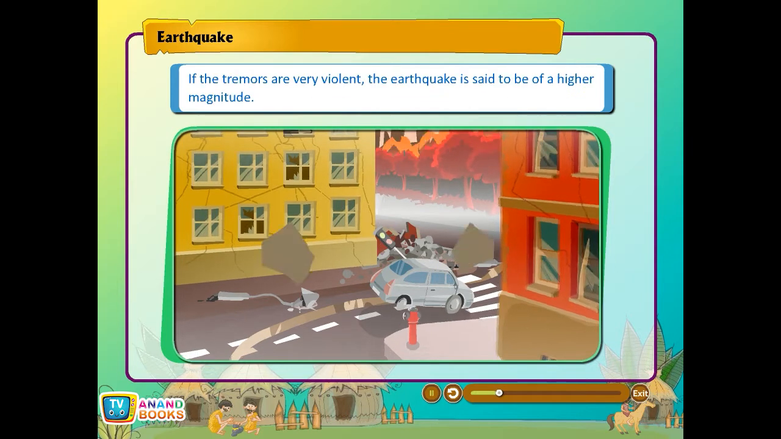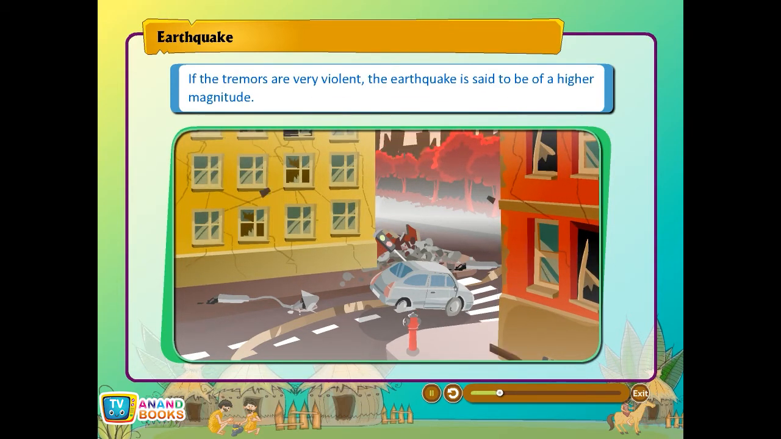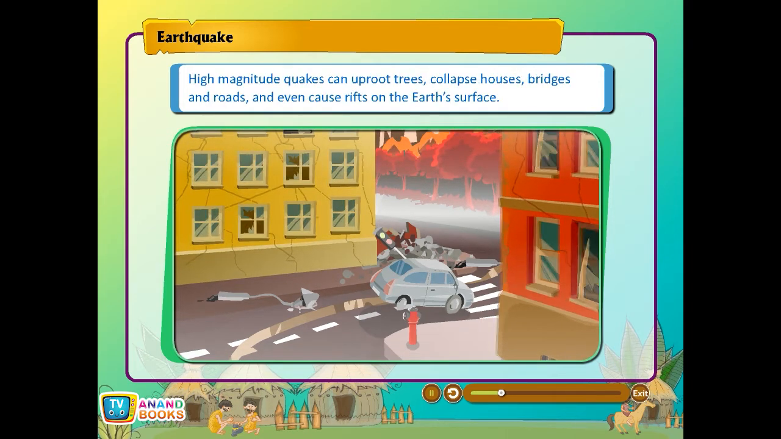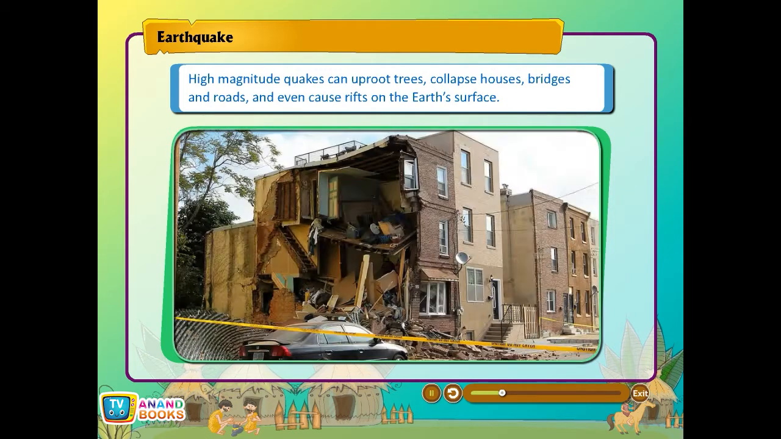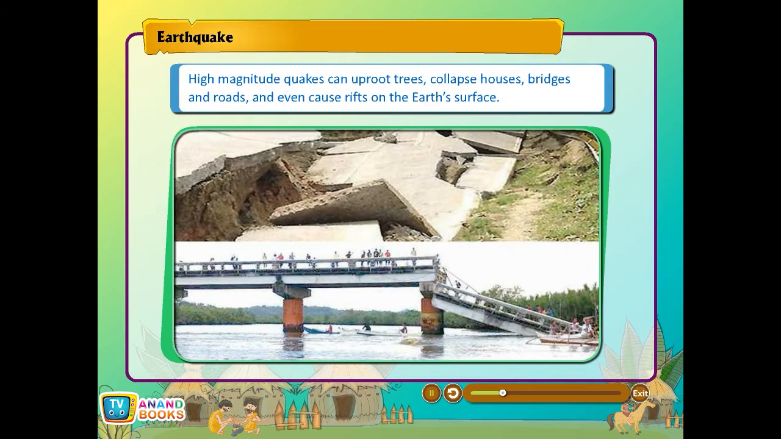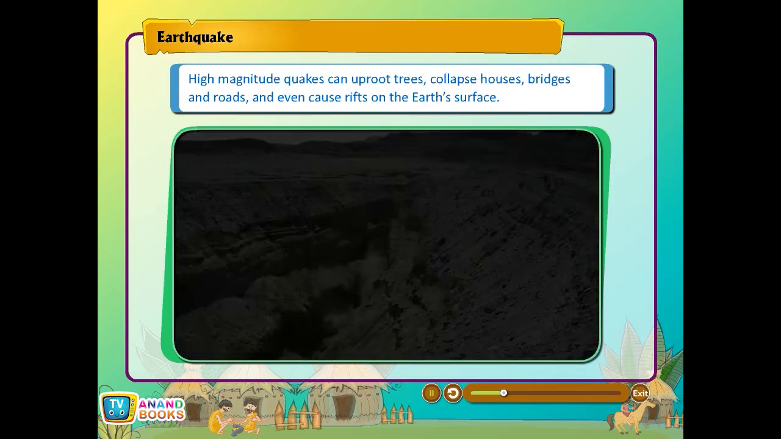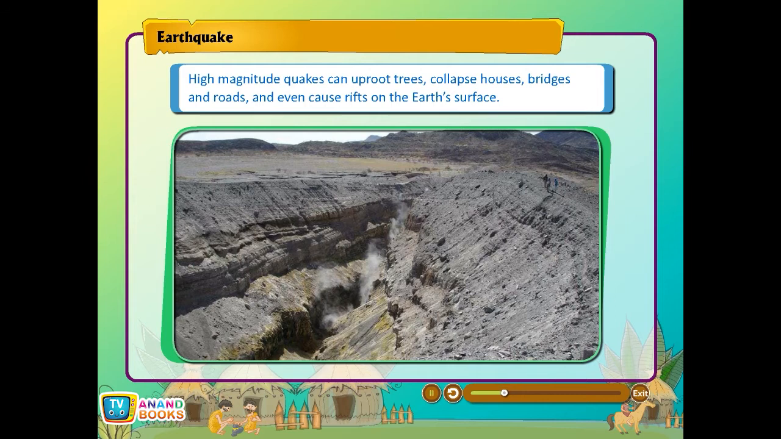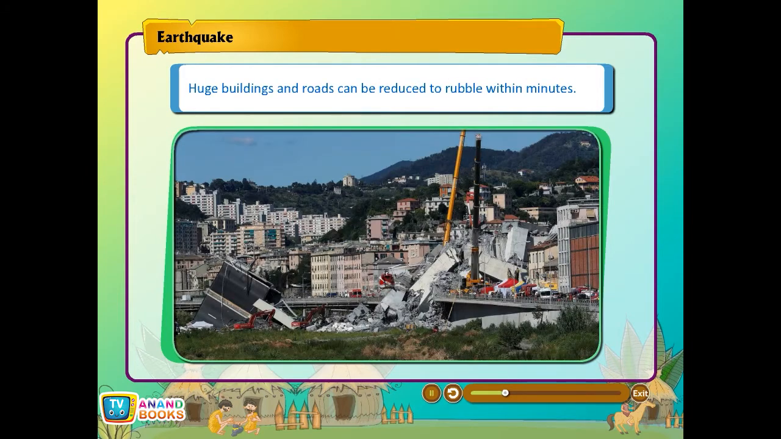If the tremors are very violent, the earthquake is said to be of a higher magnitude. High-magnitude quakes can uproot trees, collapse houses, bridges, and roads, and even cause rifts on the Earth's surface. Huge buildings and roads can be reduced to rubble within minutes.